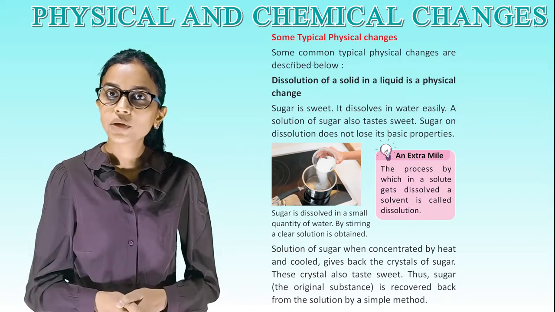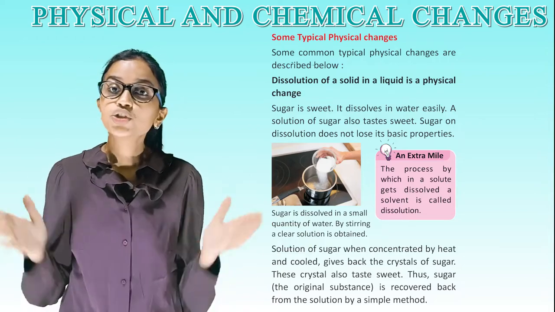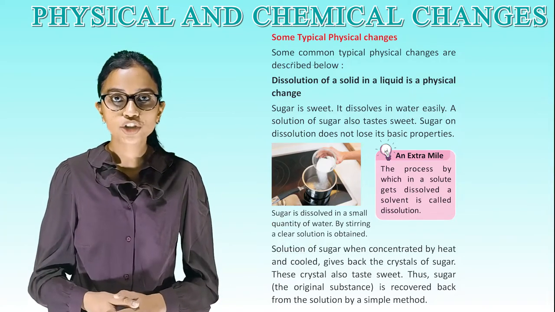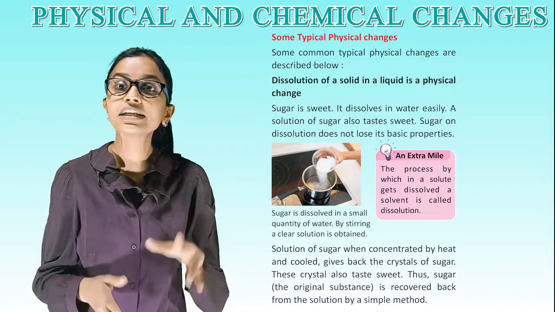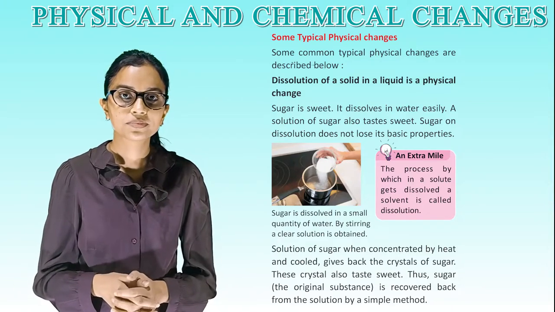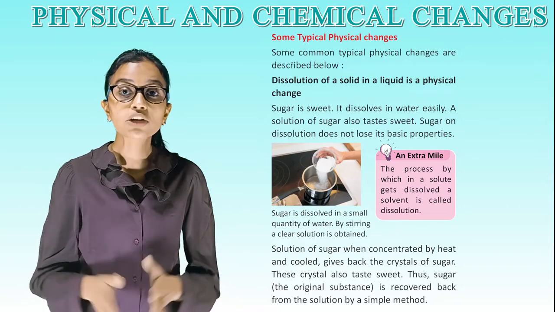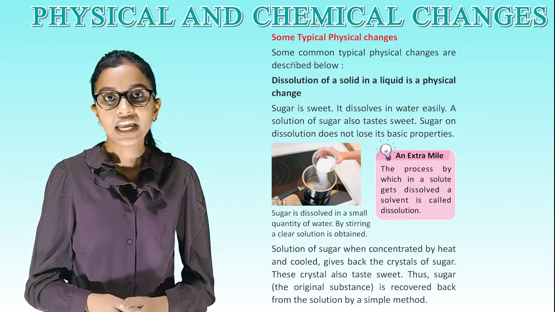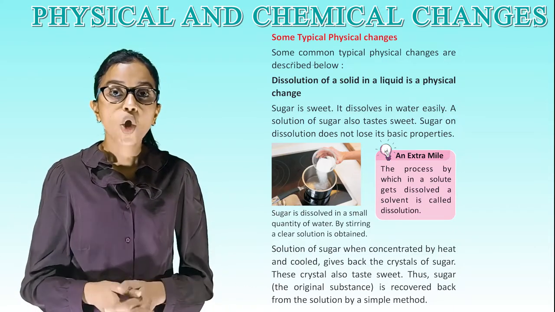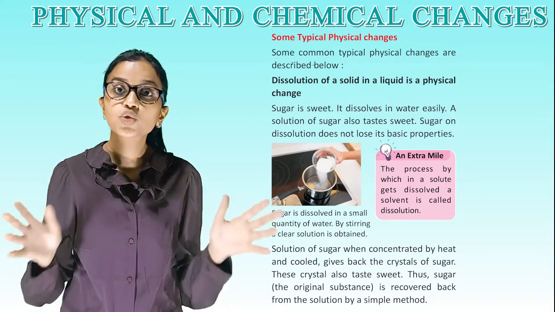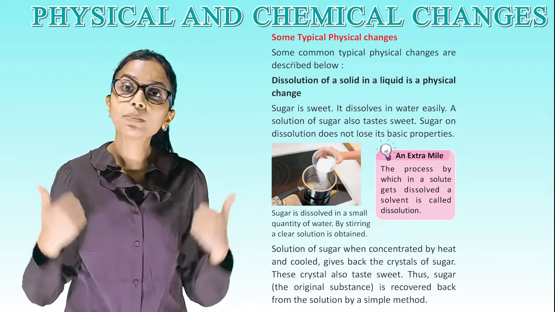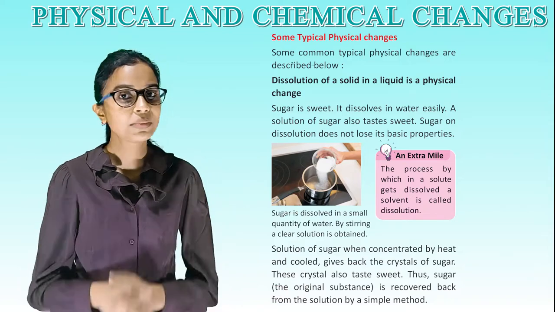So children, are you able to see the picture? Sugar is dissolved in a small quantity of water. By stirring, a clear solution is obtained. Solution of sugar, when concentrated by heat and cooled, gives back the crystals of sugar. These crystals also taste sweet. Thus, sugar, the original substance, is recovered back from the solution by a simple method.